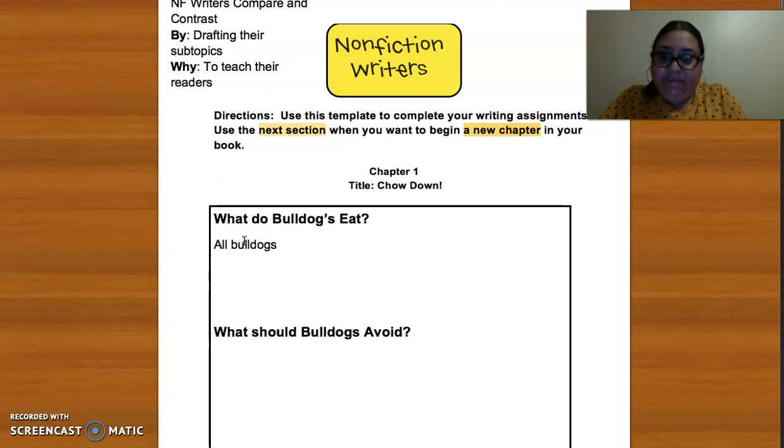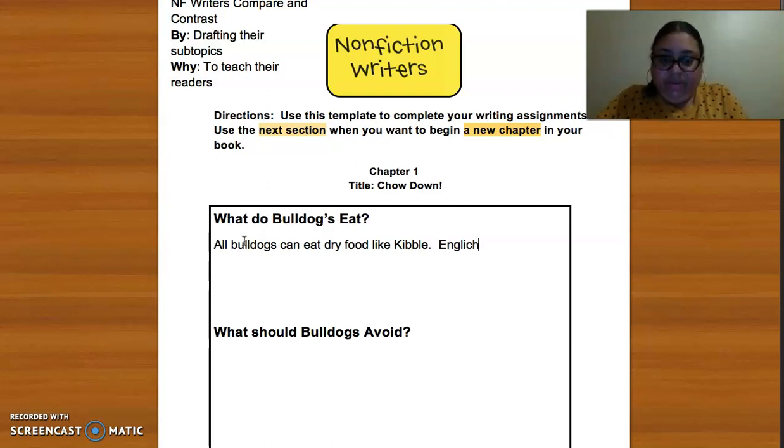All bulldogs can eat dry food like kibble. But now I want to show my comparing and contrasting. I want to show what's different about the French bulldog eating and the English bulldog eating. Well, I know that with the French bulldog, they don't need as much food as the English bulldog. So I think that would be what my difference is. So let me say that. All bulldogs can eat dry food like kibble.